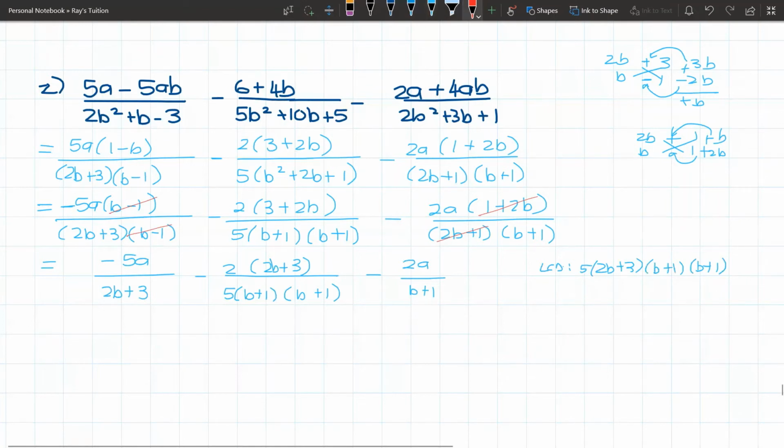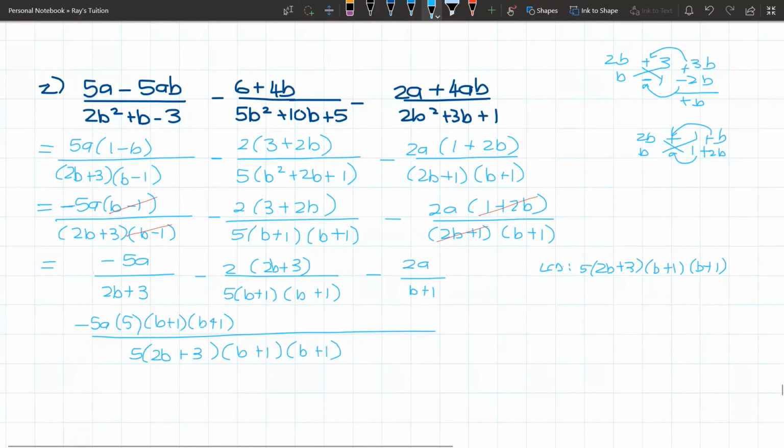So this one here, we're going to have to multiply. So this one's over 2b plus 3. Forgive me if I skip the one step where we individually multiplied. I'm just going to write out the LCD, because we already know that all of them will have the same. So this minus 5a, it was over this 2b plus 3. So we're going to have to multiply it with the remaining part of the LCD, which is the 5 and the 2b plus 1s.